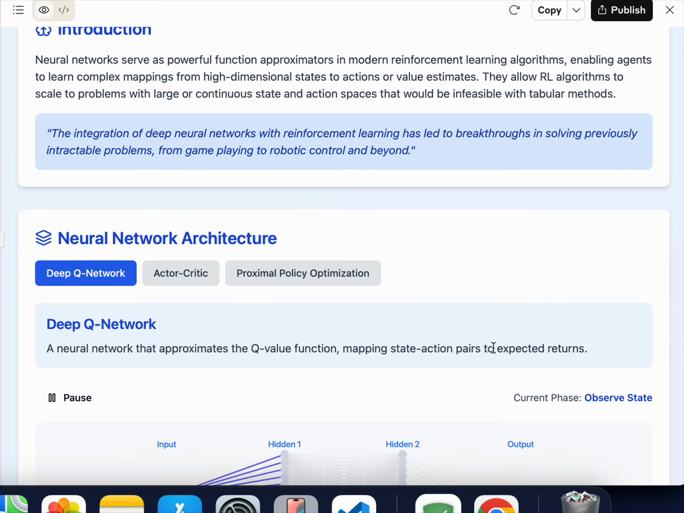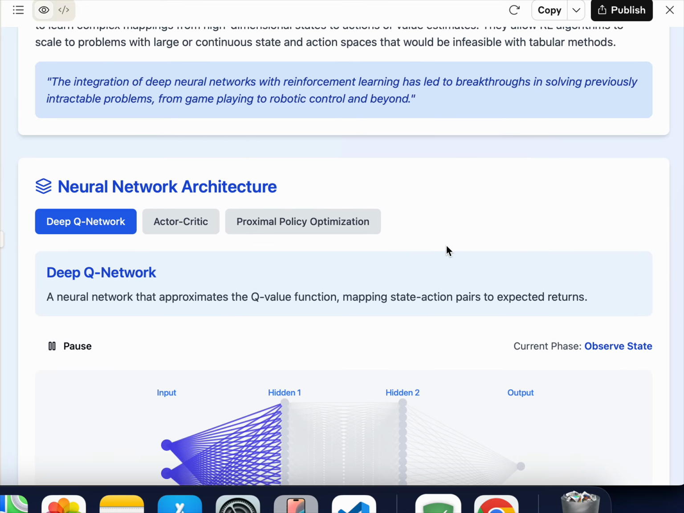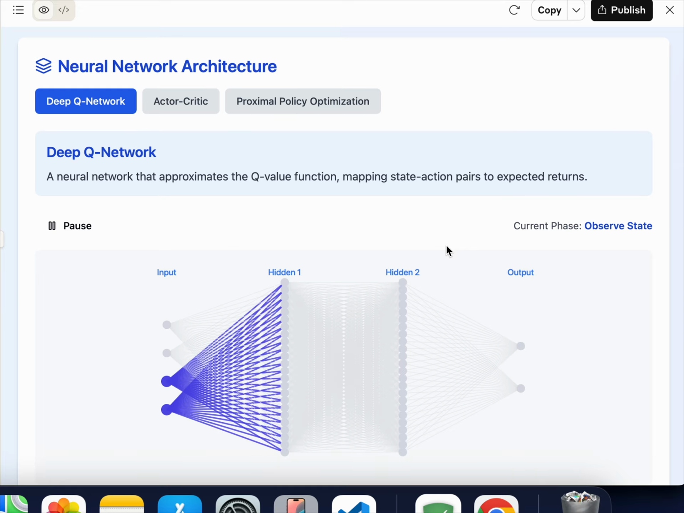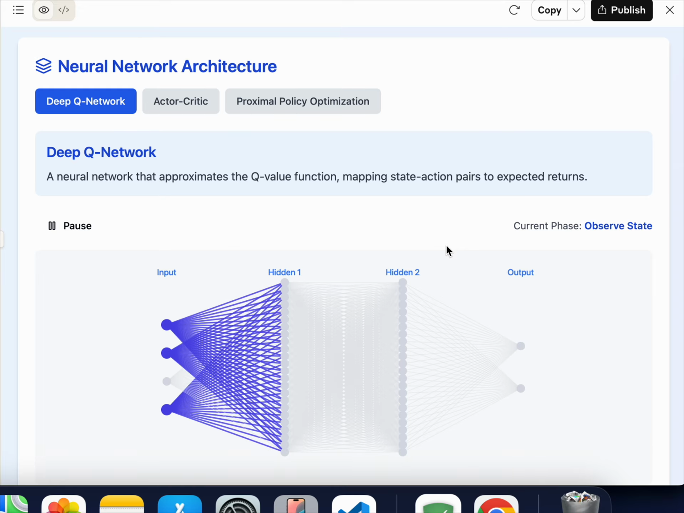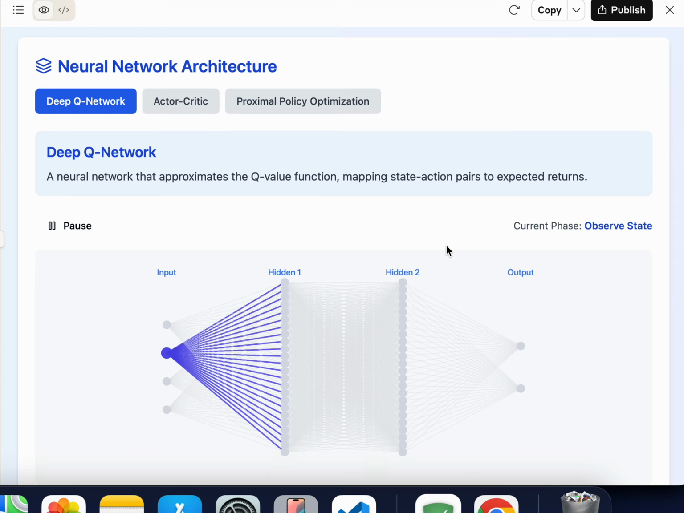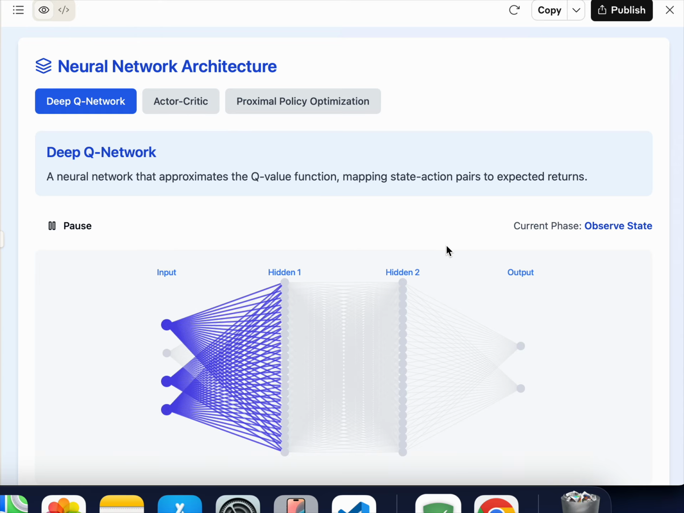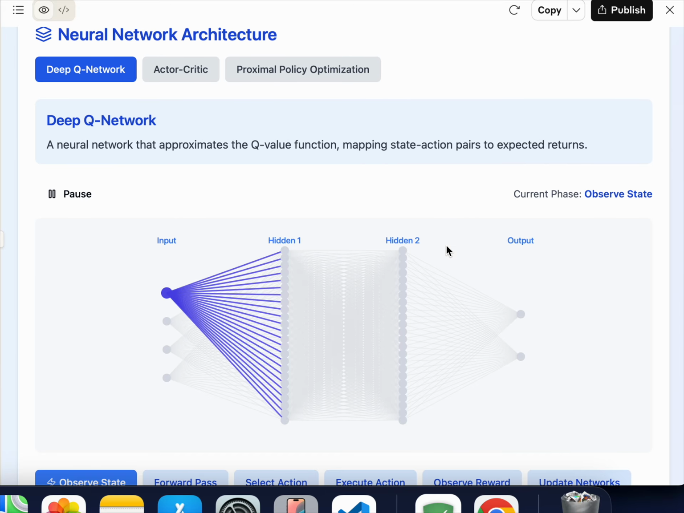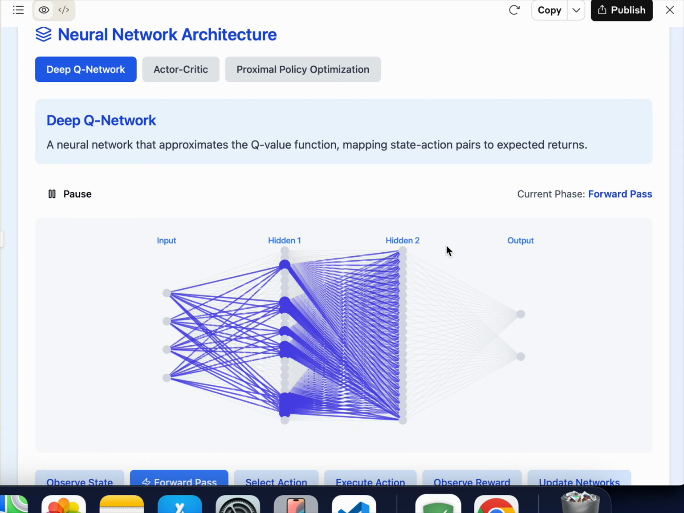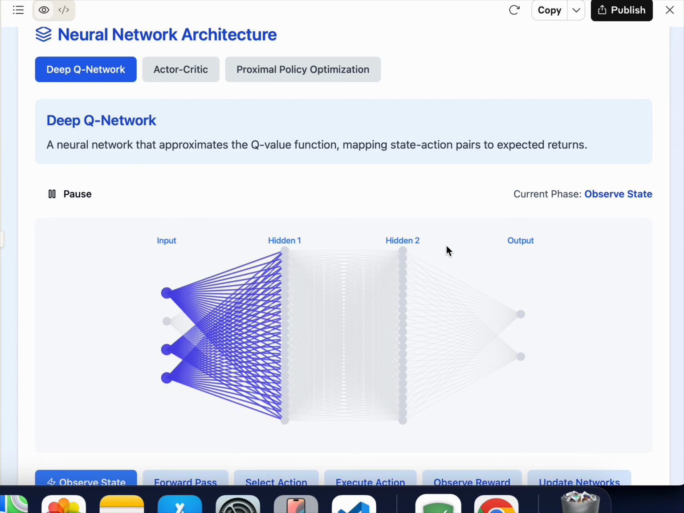And let's move to how this is structured. We are looking at a simple architecture used in deep Q networks, or DQN for short. This kind of model takes in the state, for example, the pixels of a frame or the current sensor readings, and pushes that through a series of fully connected layers. The output gives us Q values for each possible action.